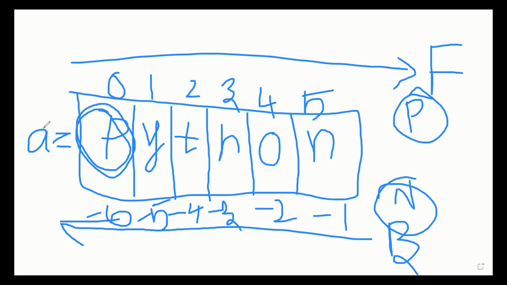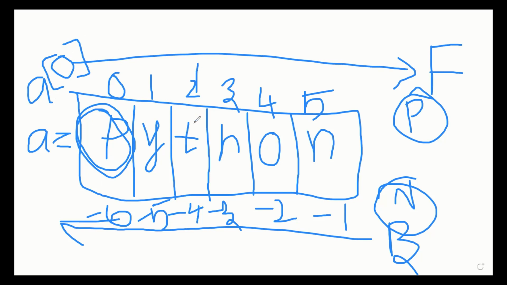Say, for example, if I want to access this particular element P, then I'll say A of 0. You have to mention it inside the square bracket. Always remember, indexing has to come in square brackets: A of the particular index, which means position. So A of the 0th position will display the value in that position.